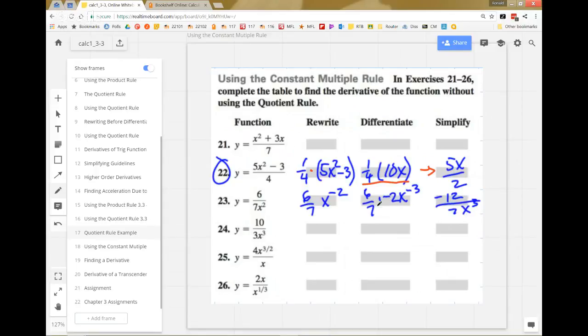Just bring it together. You know how the book doesn't like to have negative exponents. 6 times negative 2 is negative 12, and the x to the negative 3 goes on the bottom and becomes x to the third, positive. So they're just trying to teach you good habits here. If you can avoid using the quotient rule, go ahead and avoid it. That's okay. Or if you'd rather use the quotient rule, hey, you can do that too.